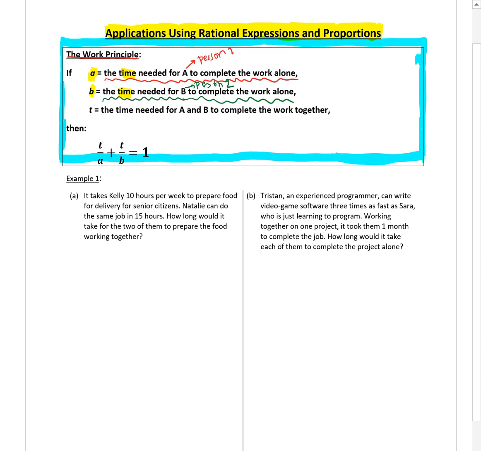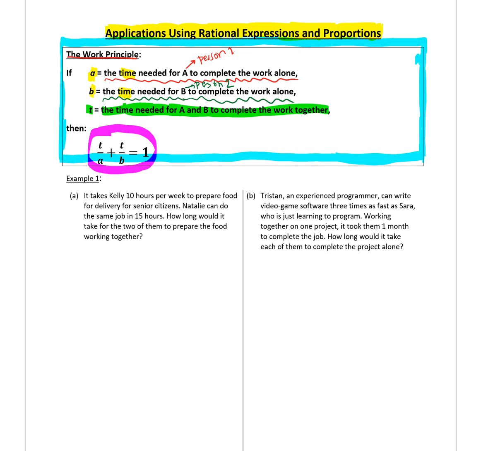And then the last thing, lowercase t, is the time needed for both of them to work together. So lowercase t should be a smaller number than lowercase a or lowercase b, because it should take 2 people less time to work together than it does for one of them to work alone. So you can always expect lowercase t to be smaller than both a and b. And a and b, one could be larger or smaller than the other. It doesn't really matter. But if you have that situation where 2 people or 2 things are working together, then this would be the equation that models all that time. So notice it's 2 rational expressions, lowercase t over lowercase a.